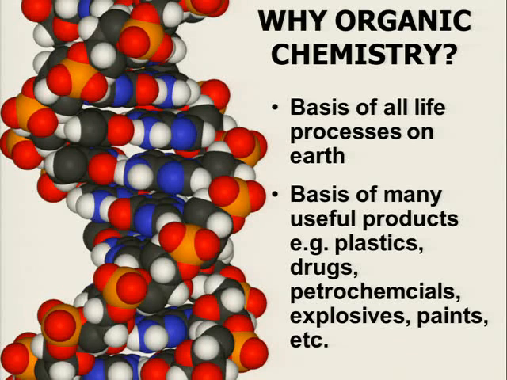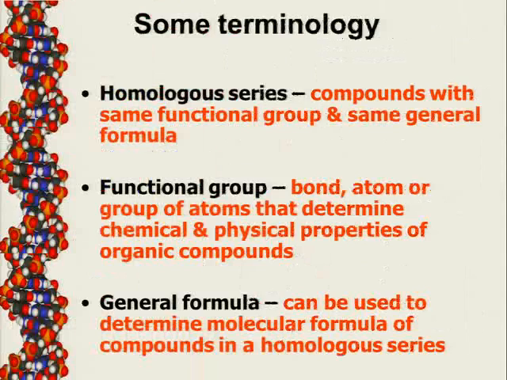And then the petrochemical, this is the petrol, the diesel that we are using to drive our cars, the explosives that we are using to extract minerals from the ground, the paint, these are the ones that we are using to make our houses look beautiful, and so on. So there are so many products that we are using that are made from organic chemistry. And then here are some terminologies that I want you to have a look at.